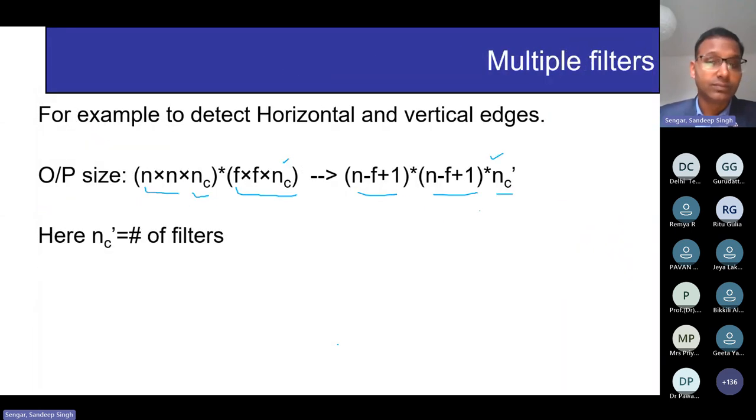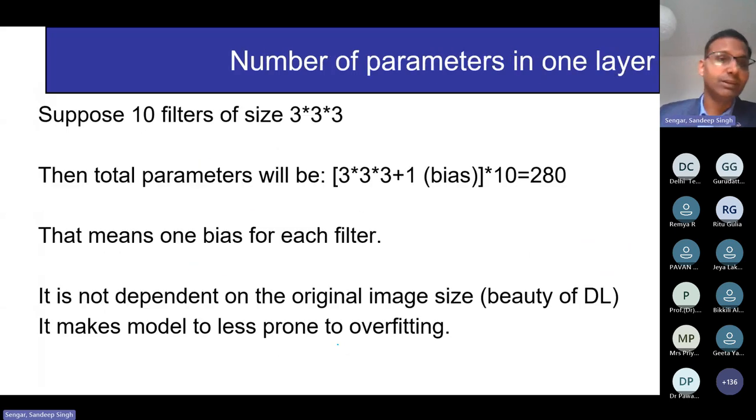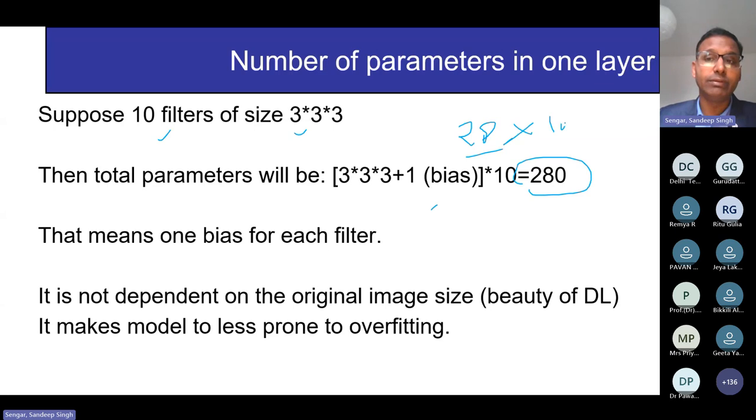So similarly, if we are going to calculate the parameters for the 10 filters, right, with 3 cross 3 size image, one bias, so there will be 28, because in one these are 28, right? We have seen earlier, and then in 10 it will be 28 multiplied with 10, so 280 parameters. Okay.